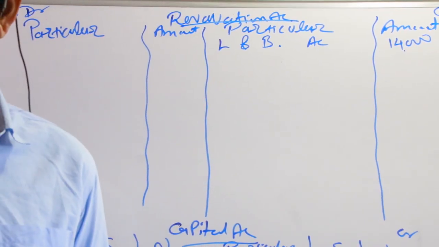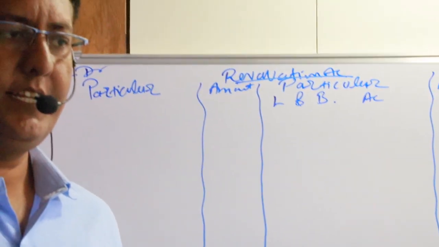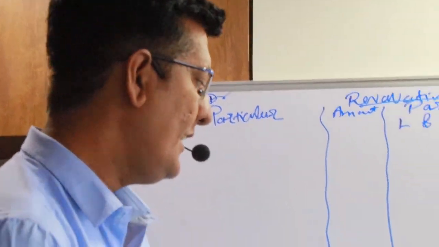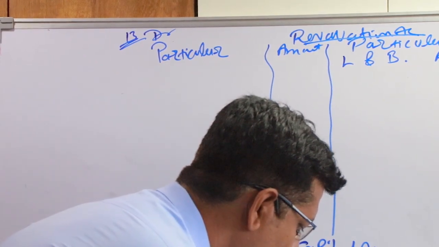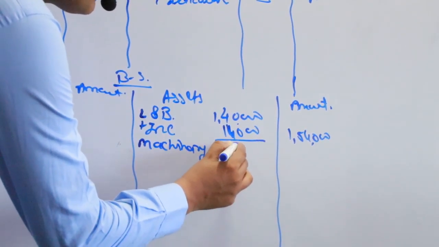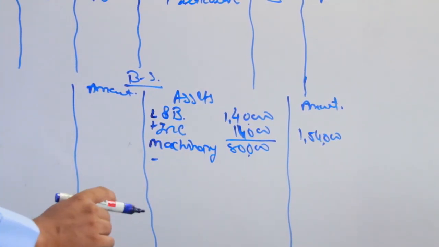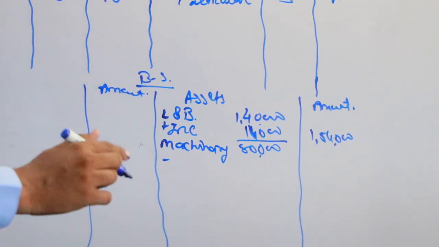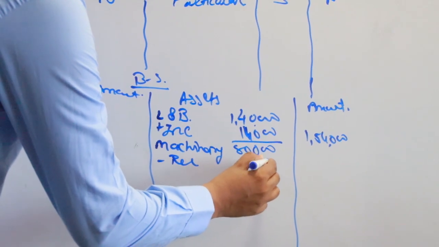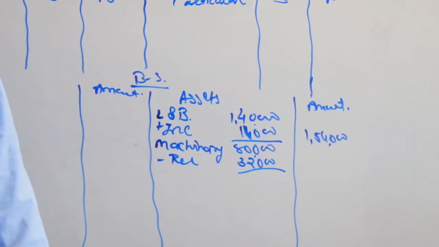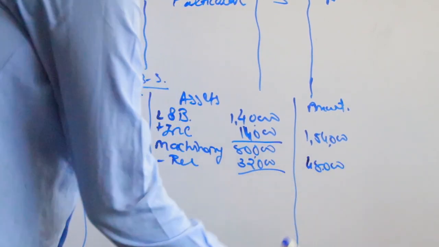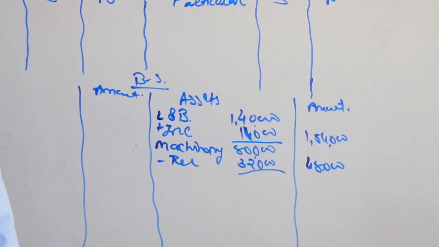Now next adjustment is that the value of machinery and furniture is to be reduced by 40%. First of all, machinery. Look at the balance sheet. In your balance sheet, machinery is given 80,000. Now value of machinery is reduced. Reduce means minus. 40% means 32,000. Okay, 80,000 minus 32,000, that means 48,000.